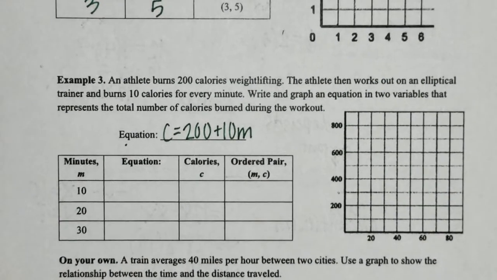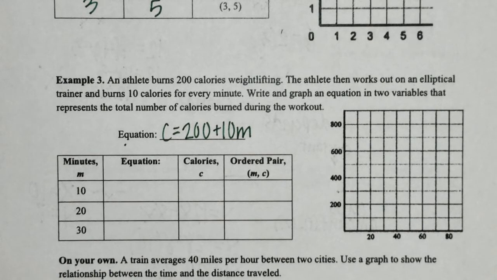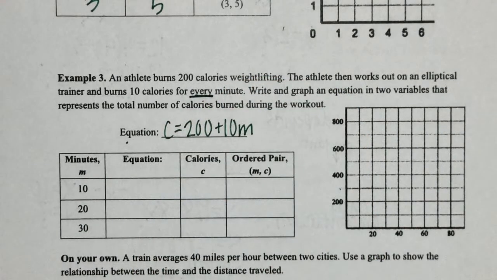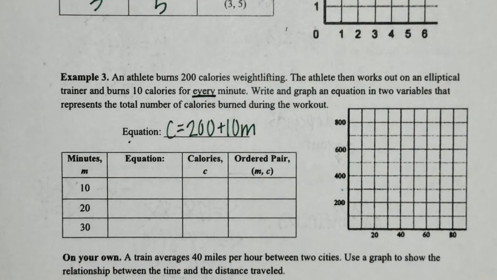Yes. So 200 is our constant because that's just there. It's not changing. Because an athlete burns 200 calories weightlifting, and then they work out on an elliptical trainer, and they burn 10 calories for every minute. Anytime you see the word every, that's an important word. That means that number is going to go with the variable. Okay? So if it wants to know 10 calories for every 2 minutes, you would multiply those. So that's why we're multiplying. If it says every, they are going together.